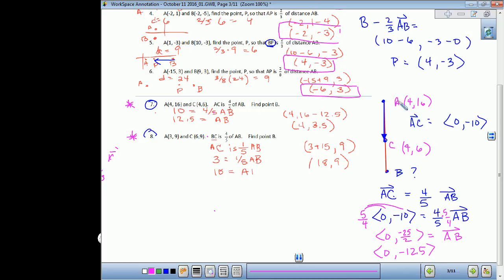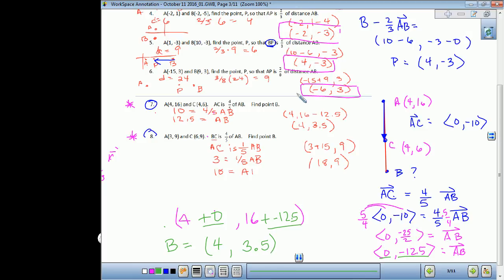So if I took A and wanted to get to B, and I know vector AB is this, all I have to do is take point A, which is the point 4, 16, and add the 0 and add the -12.5, and so we would get that point B is the point 4, 3.5. It's easier when you do it first round.